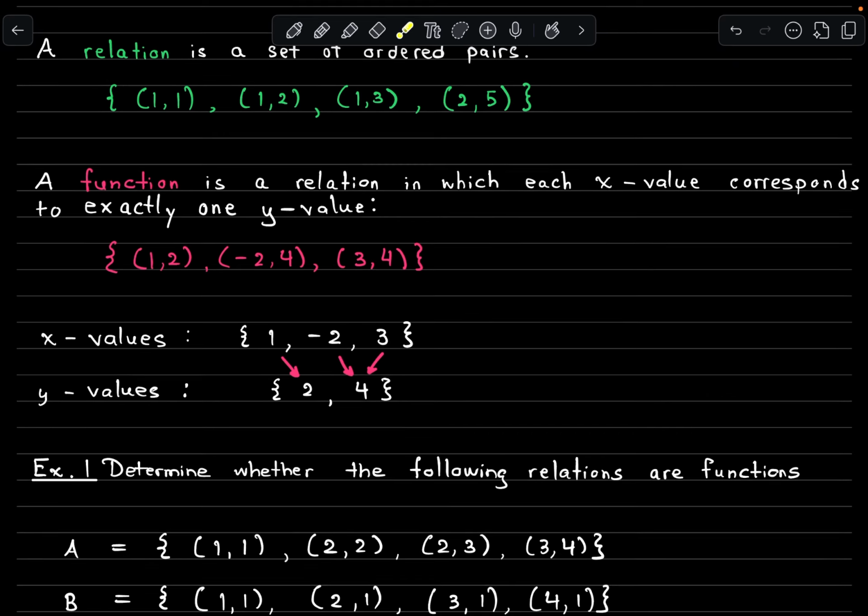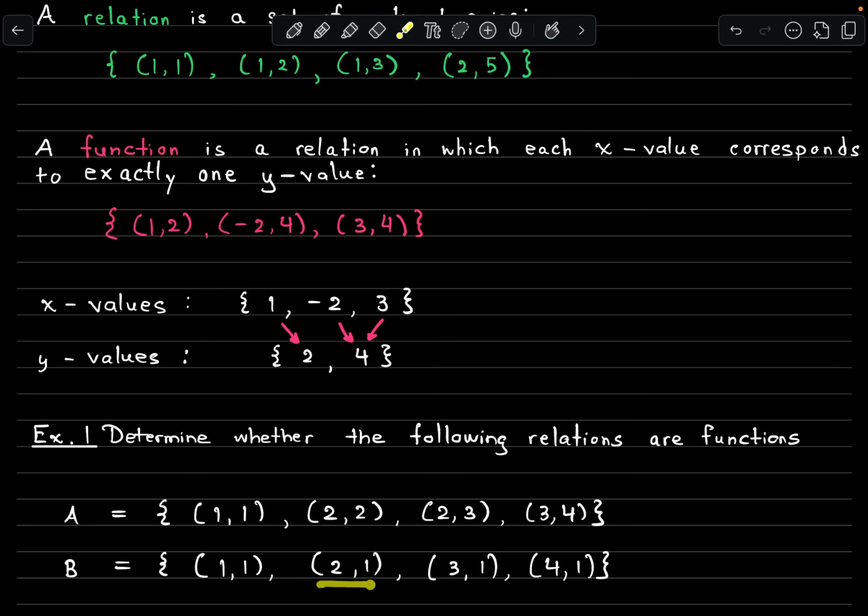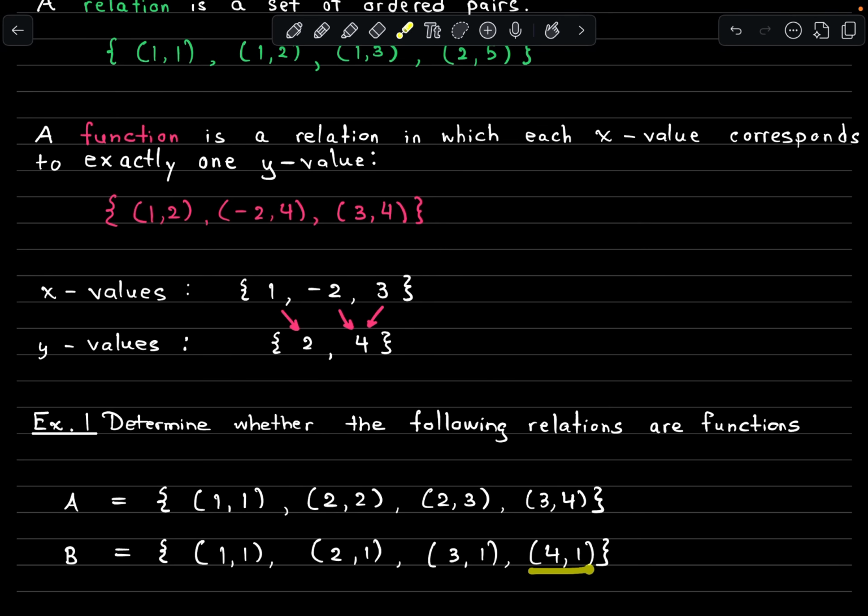So let's determine whether the following relations are functions. We've got A, which is (1, 1), (2, 2), (2, 3), and (3, 4). You've got B, (1, 2), (1, 1), (2, 1), (3, 1), and (4, 1). Okay, so this relation B, all of them have the same y value.